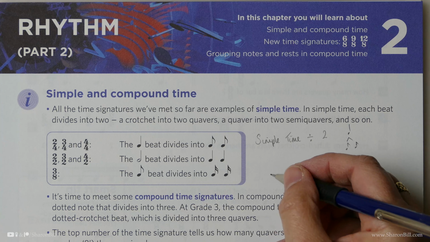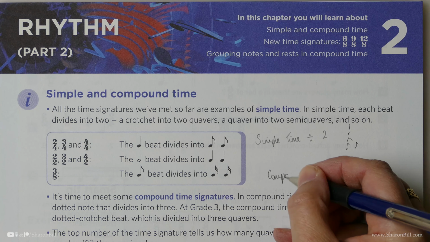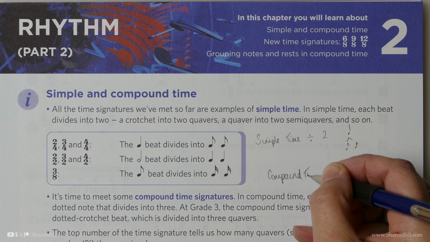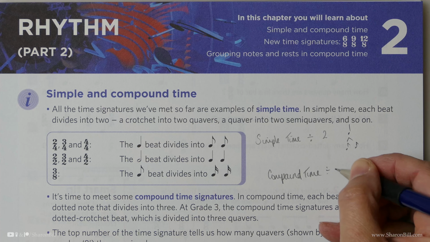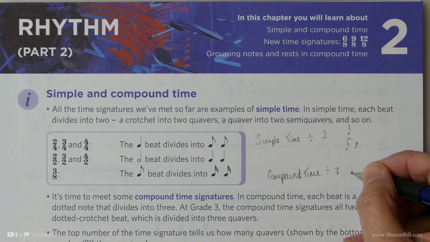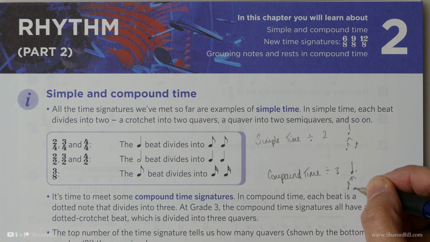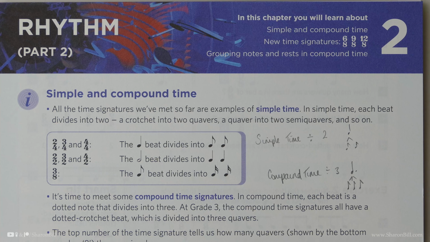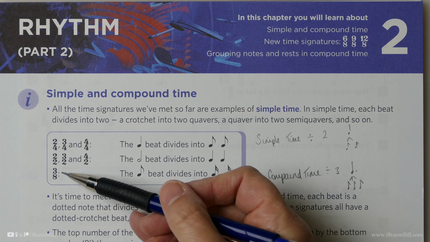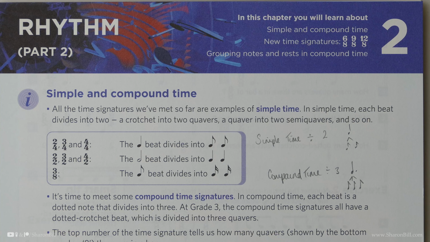And then compound time is where everything divides by 3. For example, we have a dotted crotchet that divides into 3 quavers. And we'll come back and talk about 3/8 in a moment.